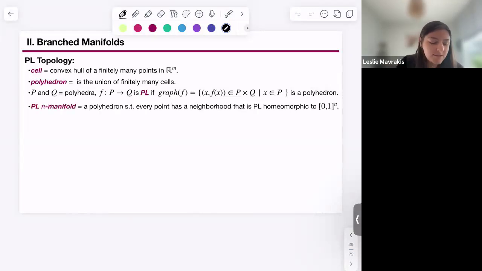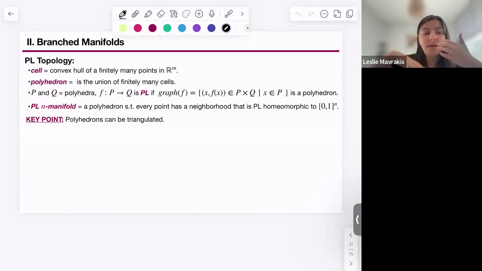And then the point is a piecewise linear manifold is a polyhedron where every point has some neighborhood that's PL homeomorphic to the unit cube. And the key takeaway is that these things can be triangulated. Actually, every polyhedron is the underlying space for some simplicial complex. So if you want to go through the talk and just think about these as being simplicial complexes, that's fine. The idea is the PL manifold might have corners, but they have corners in a nice way, so you can give these a triangulation. We're really going to use this triangulation going forward. Okay, so that's a crash course on PL topology.